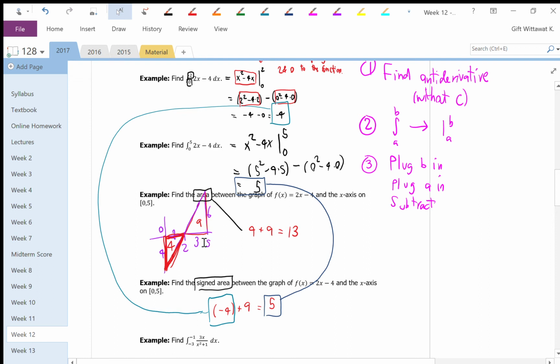Now, when we compute the area, the actual number came out a little differently, and that's because I consider the smaller triangle, the one with area 4, as having a positive area. So that's why I actually do 9 plus 4 and get 13 instead of 9 minus 4. So that's the difference between the area and the signed area.